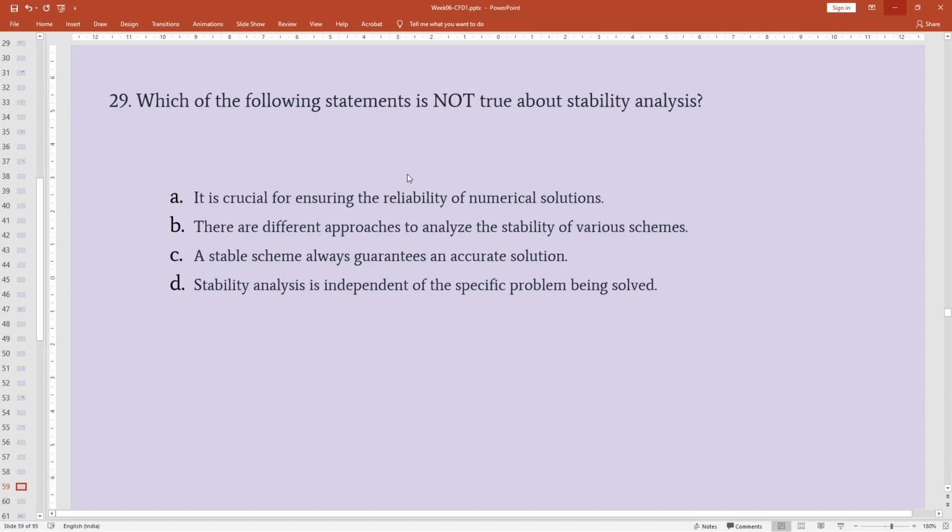Next question: which of the following statements is not true about stability analysis? Option A: it is crucial for ensuring reliability of numerical simulations. Option B: there are different approaches to analyze the stability of various schemes. Option C: a stable scheme always guarantees an accurate solution. Option D: stability analysis is independent of the specific problem being solved. It's an easy question from what we have discussed. Try to answer.